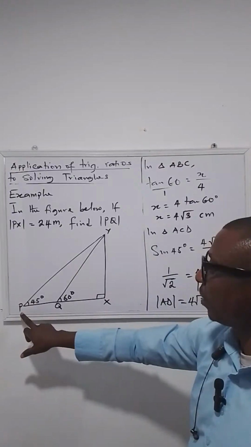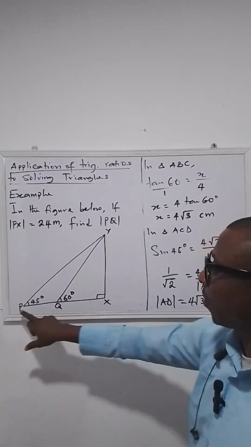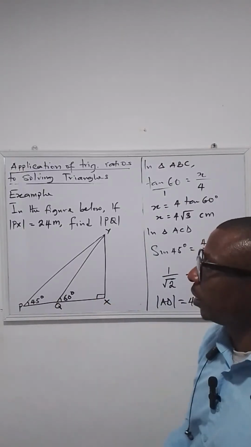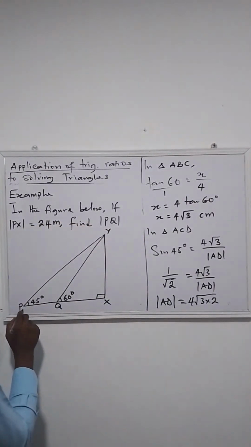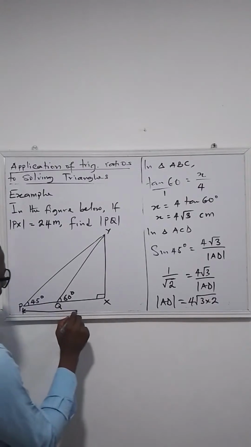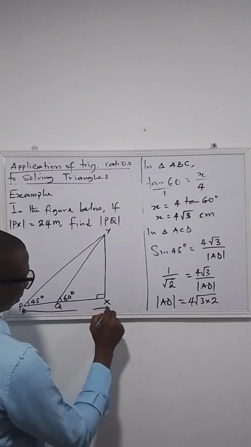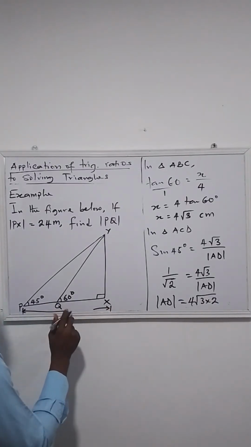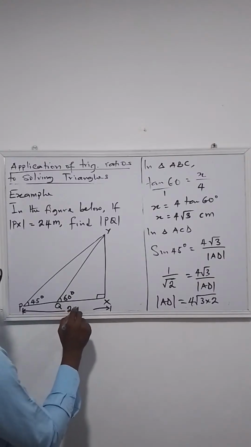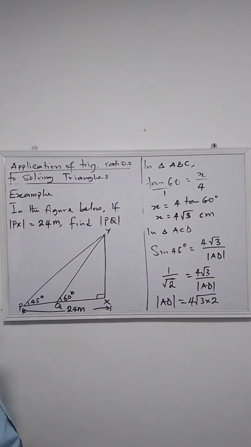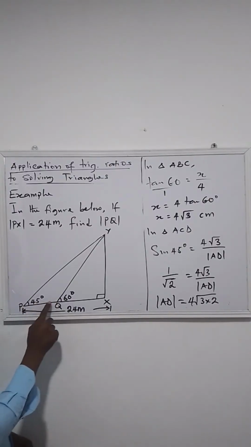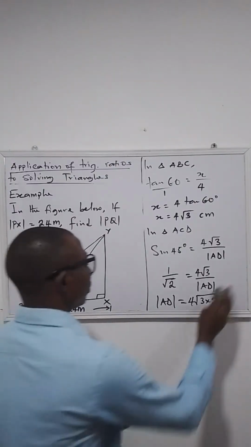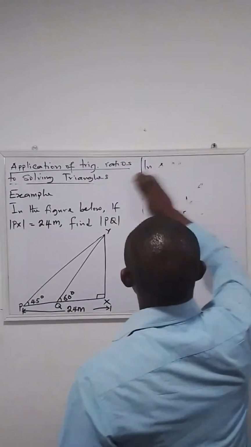Now look at it, we are given PX from here to here is 24 meters. So we can just put it there. Now from here down to this place is 24 meters. Okay, so we want to get PQ from here to here. All right, so how do we go about it?